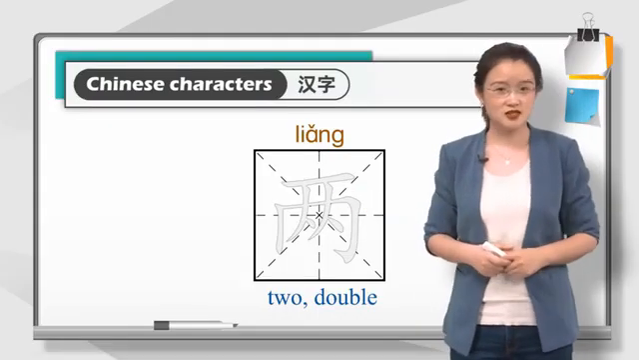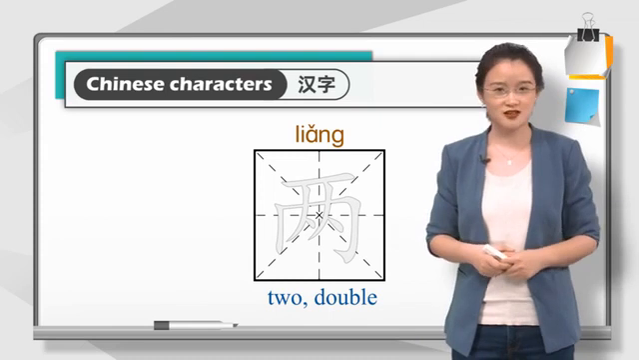Let's see how to write this character. Please pay attention to the stroke order.